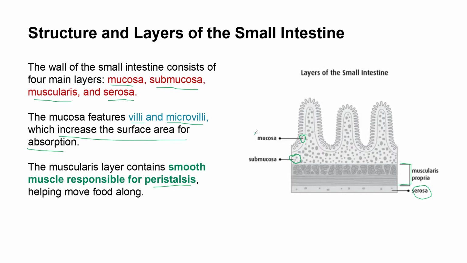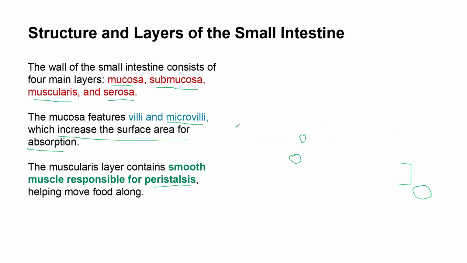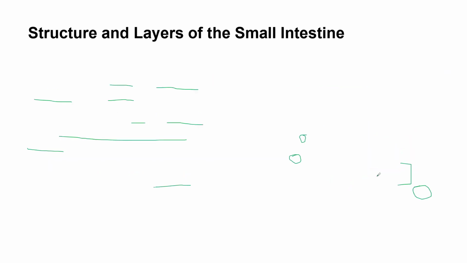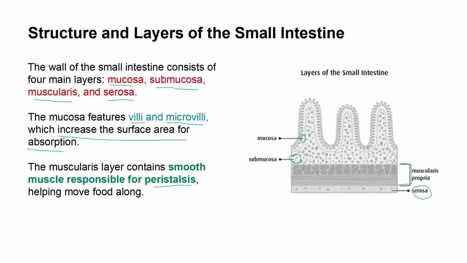Assuming you are asked to draw the anatomy of the small intestine, I will advise you to first start with the structure of the small intestine here. You start by drawing the small intestine and show the three different parts: the duodenum, the jejunum, and then the ileum. After doing that, you can then draw the layers of the small intestine. I think drawing this might not be an issue.